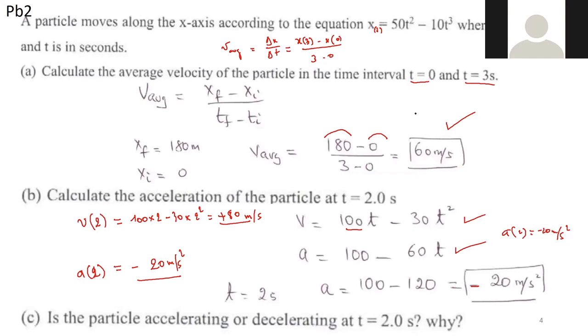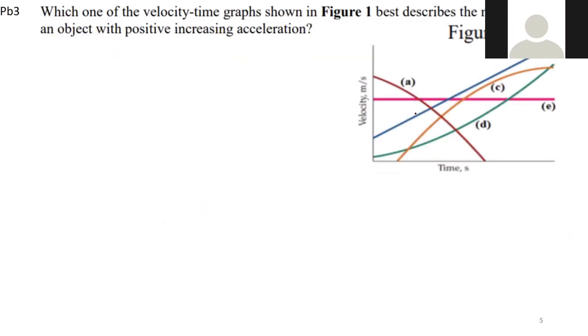Okay, good. Now let's go to this problem here. Which one of the velocity time graphs shown below describes best the motion of an object with positive increasing acceleration? This is an A+ question, okay? You know it, good for you. You don't know it, well. So read the question carefully.